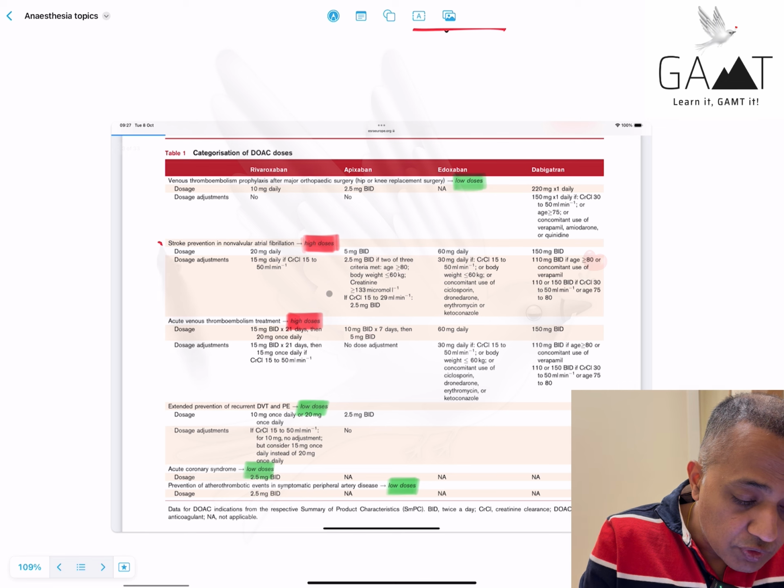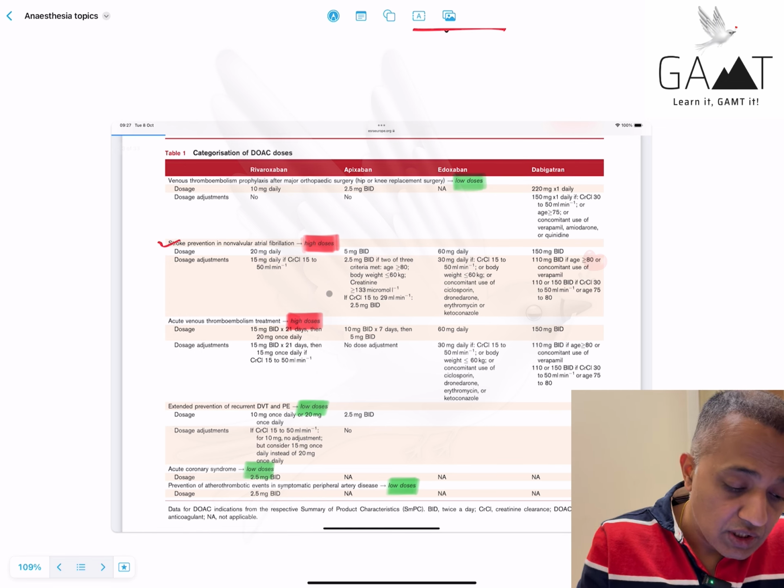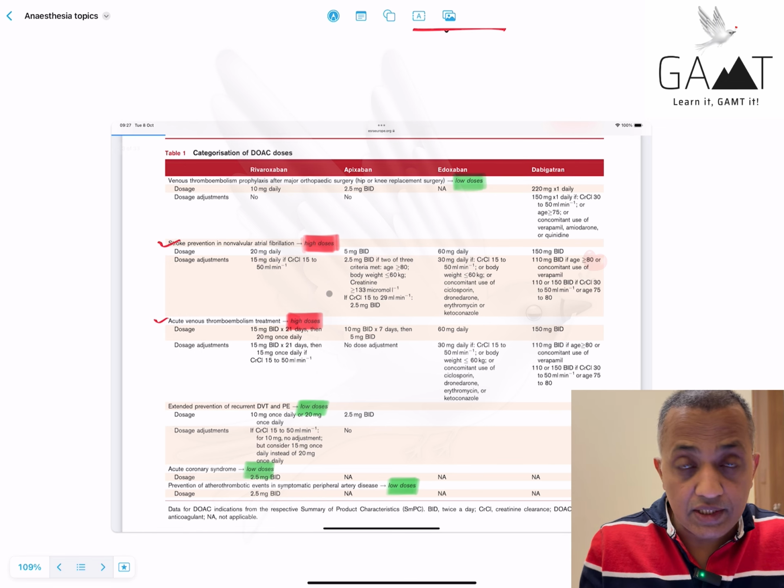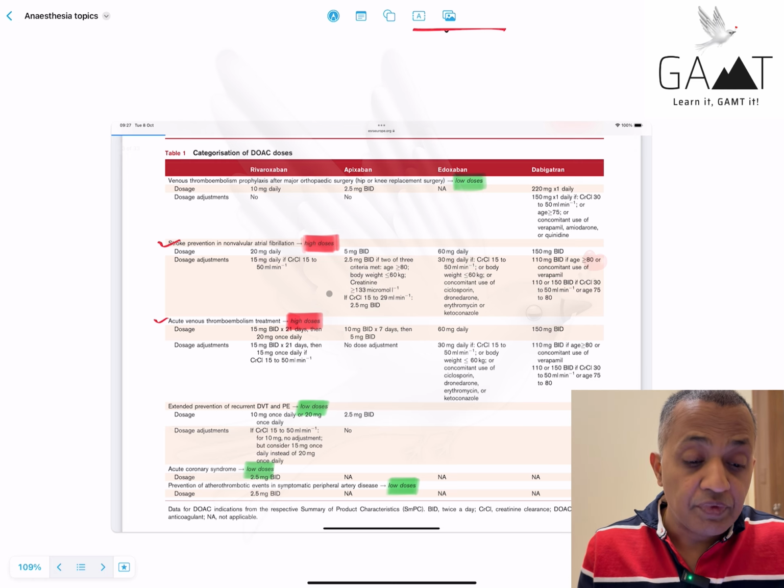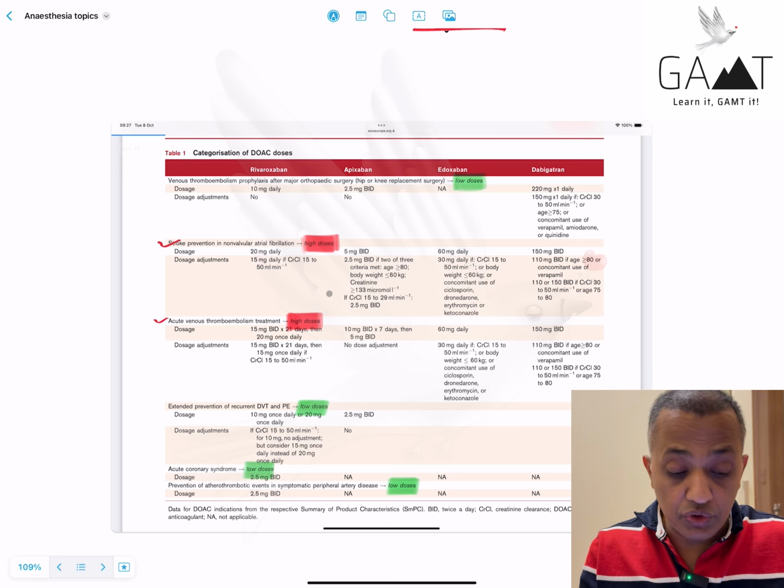If they're prescribed for stroke prevention in non-valvular atrial fibrillation and for acute venous thromboembolism, which is usually less than 3 months, they are usually on high dose. And if you're in any doubt, obviously you need to go back and check the doses again, okay?